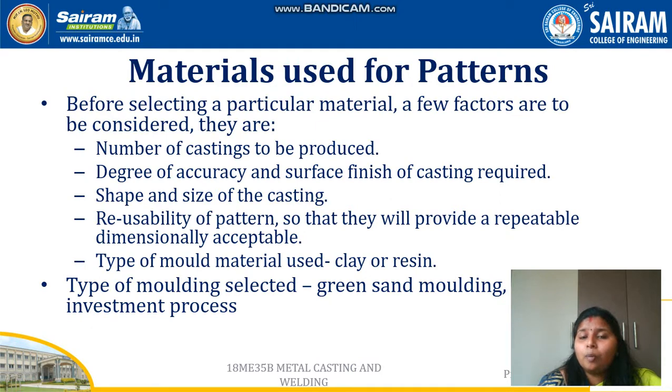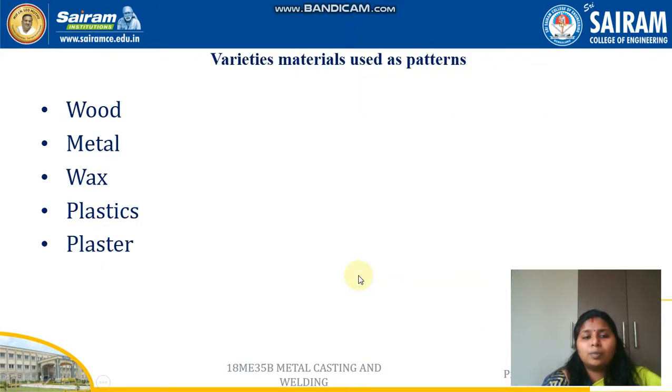So, the number of castings to be produced with that pattern, the accuracy and surface finish of the casting required, the shape and size of the casting, the reusability of the pattern, how long we will be reusing the same pattern so that it gives more repeatable work, and the type of mold material used. That is, the type of molding selected, whether green sand molding or an investment process.